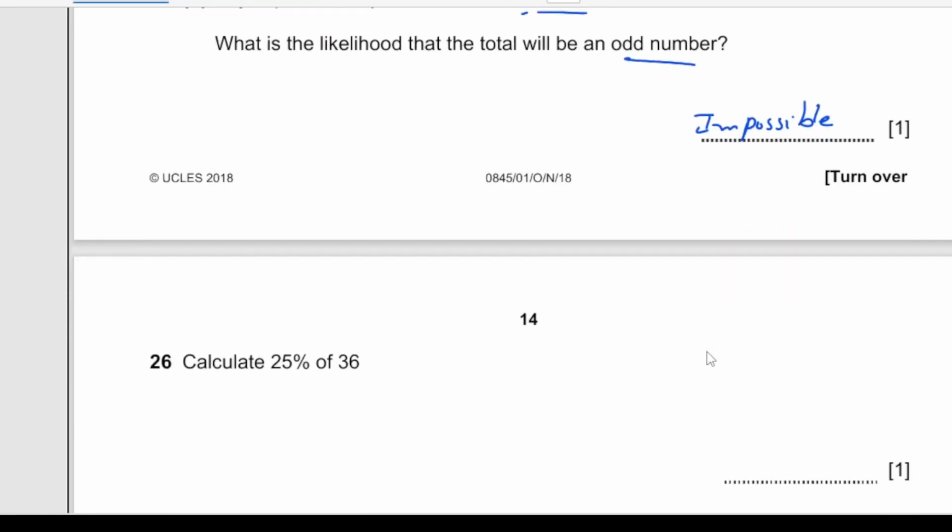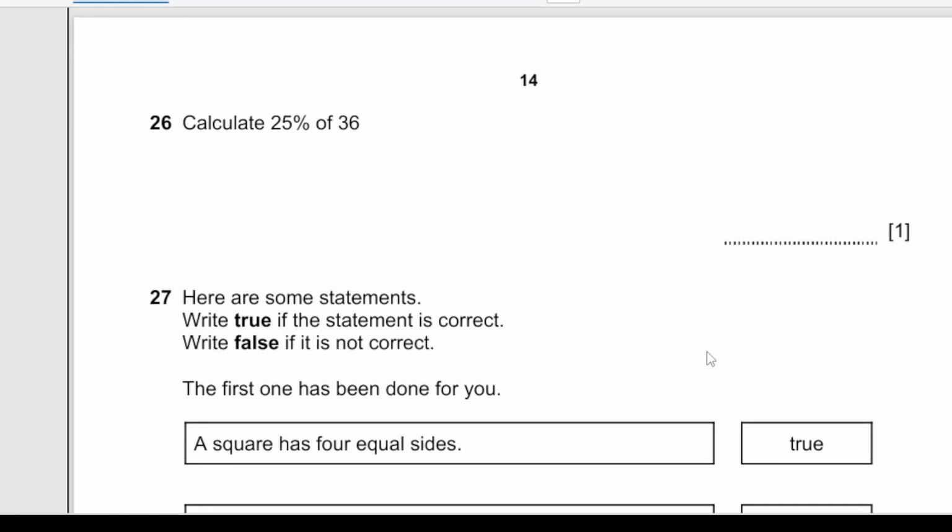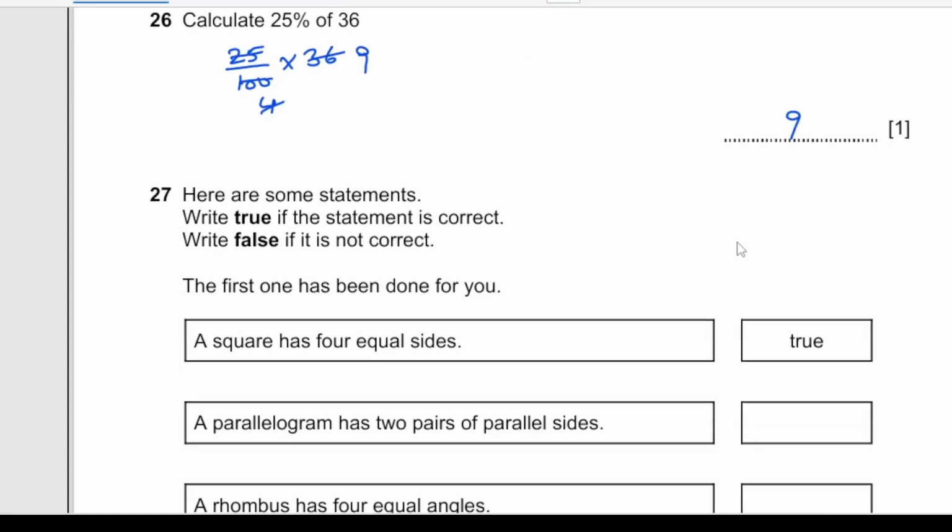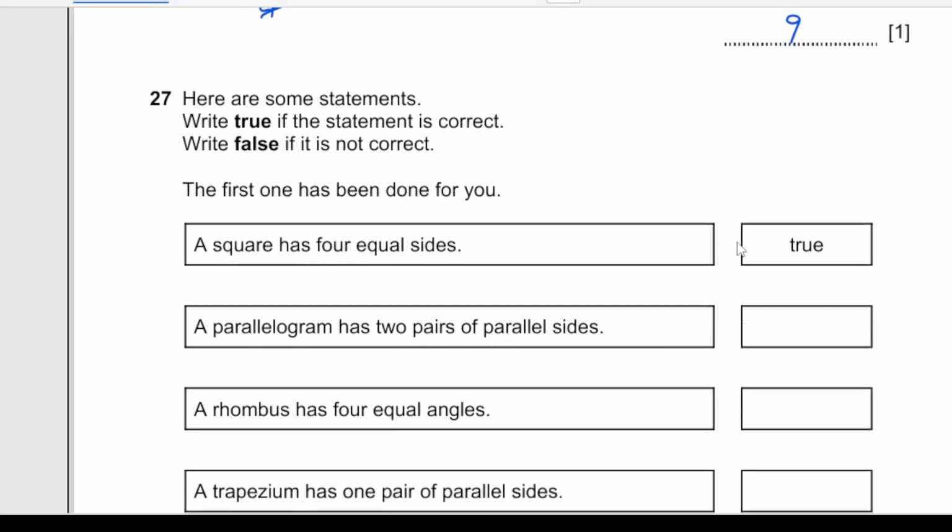Okay. Now next one, calculate 25% of 36. 25 over 100 times 36. So 25 times 4 is 100, then 4 times 9 is 36. The final answer is 9. Simple.